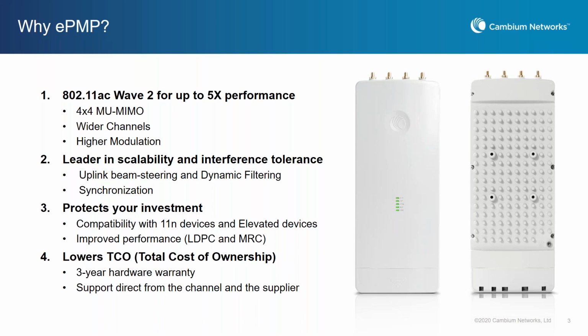Of course, the 3000 carries with it the synchronization, which is critical for scalability. It supports uplink beam steering and dynamic filtering, so a built-in hardware filter. I mentioned compatibility. That's important because it allows you to upgrade the capacity of your network just by upgrading the access point, and you can get that immediate boost in performance as soon as you start adding Force 300 or 802.11ac based subscriber modules. So it's something that you can do day one without having to visit a bunch of end users' homes.